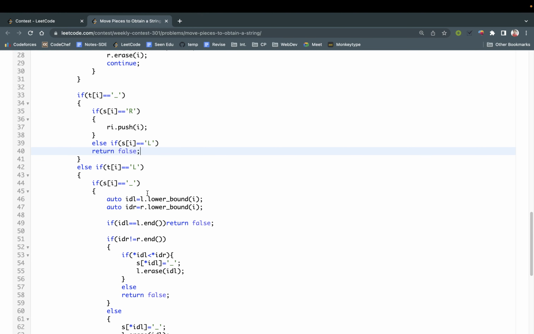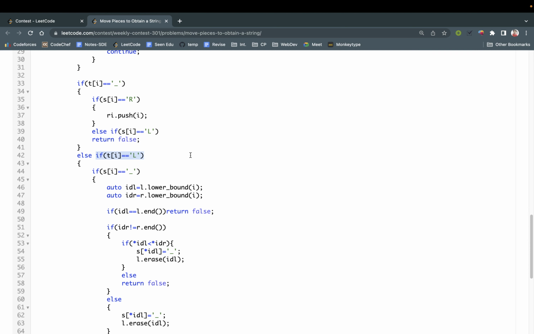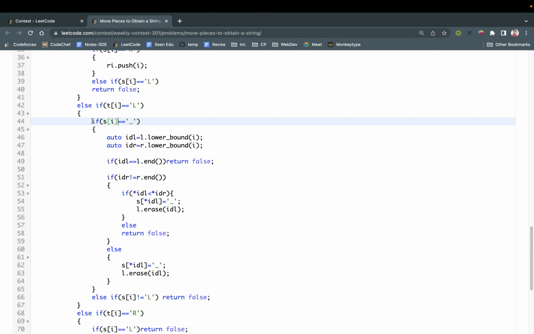So here if the t of i is equal to L, then there are three cases of the s. If s of i equals dash, then I'm simply taking the closest L and the closest R, so taking the lower one with the i. So if no L is present, meaning idl is equal to l dot n, there is no L present on our right side, so simply returning false.